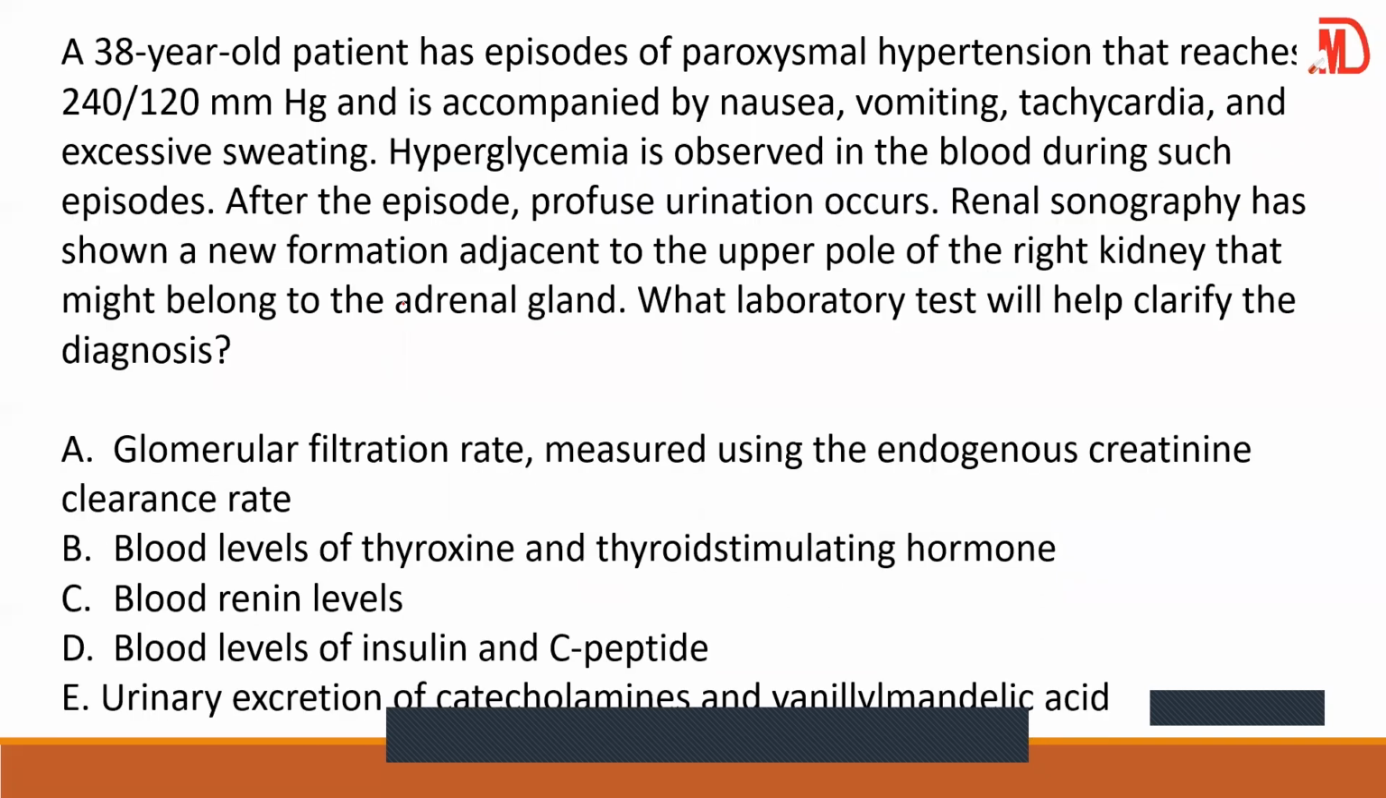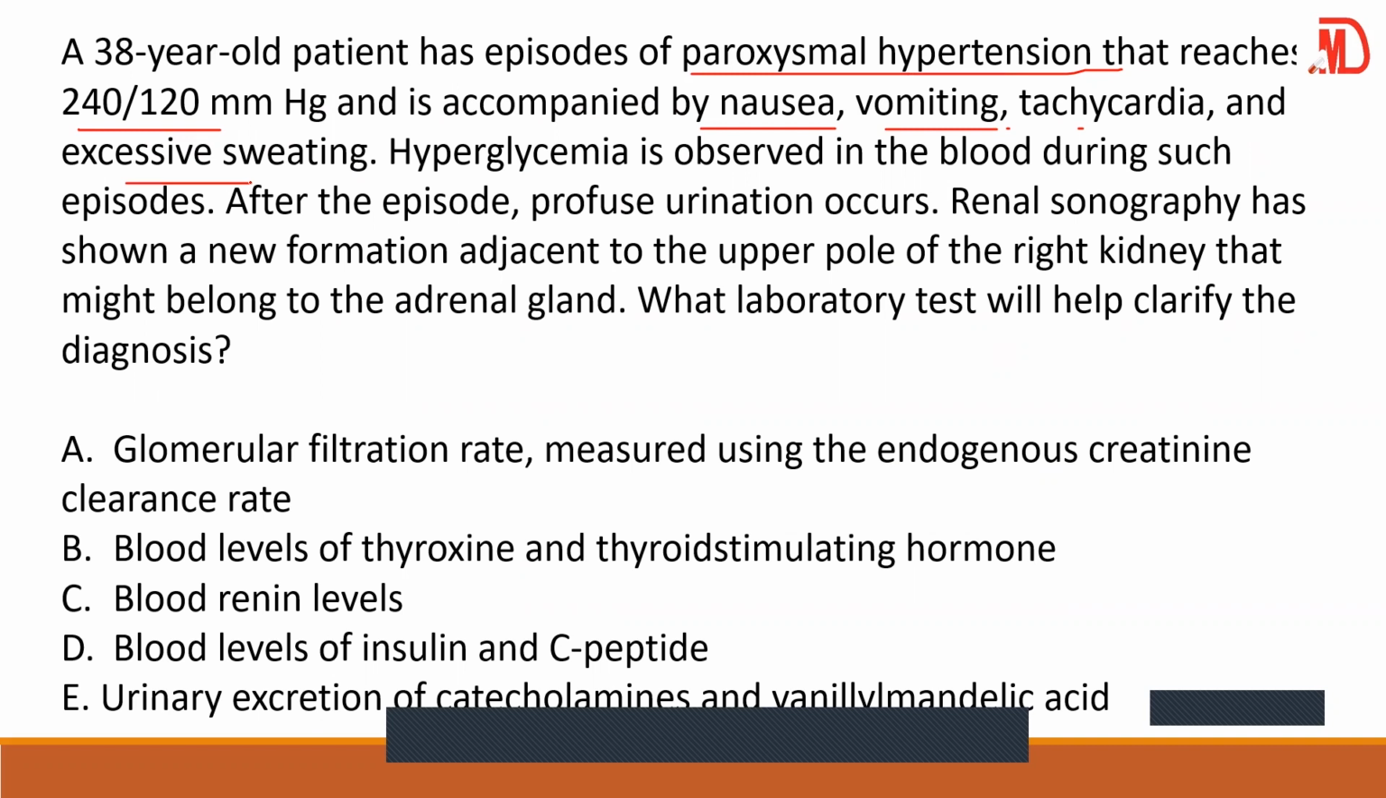A 38-year-old patient has episodes of paroxysmal hypertension. Now, when we say paroxysmal, it means sudden. Sudden hypertension that reaches about 240 over 120, and it is accompanied by nausea, vomiting, tachycardia, and excessive sweating.